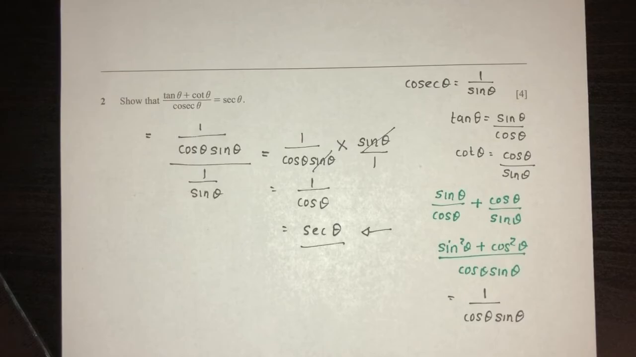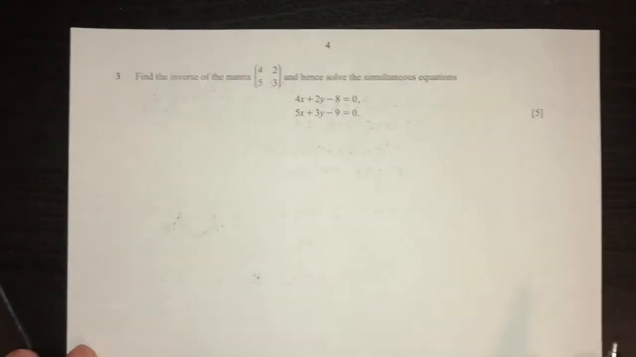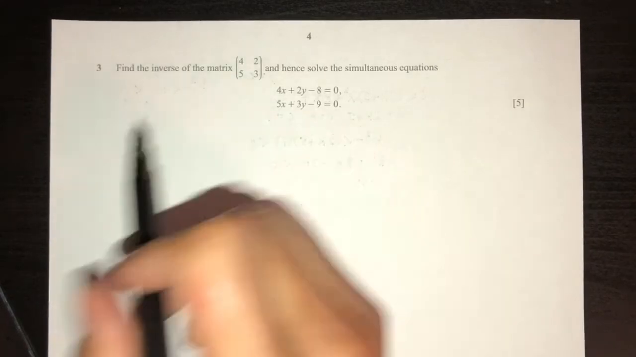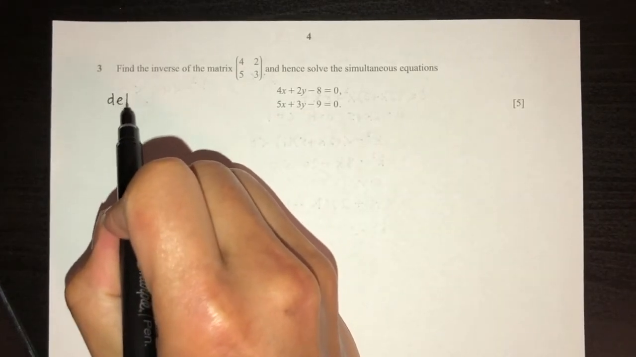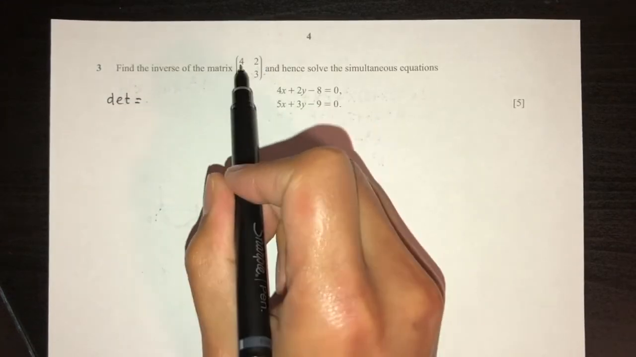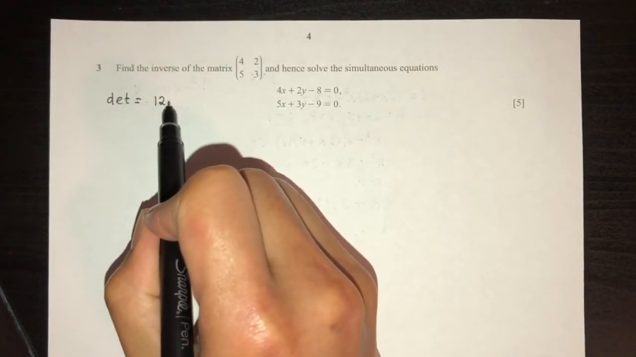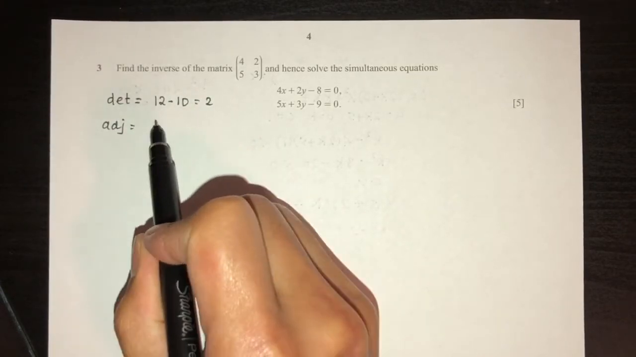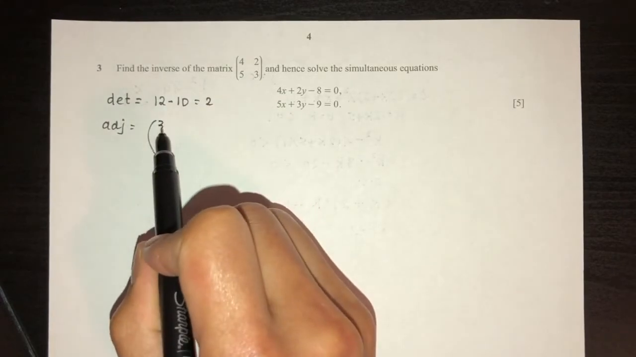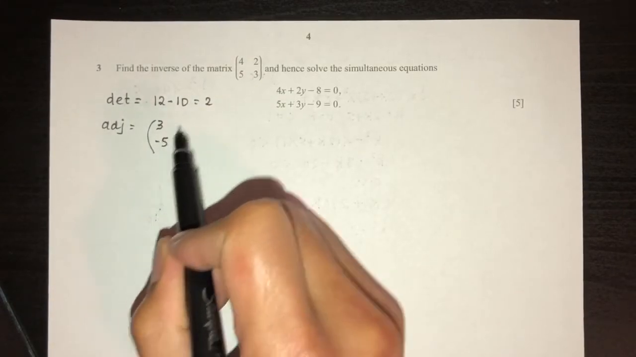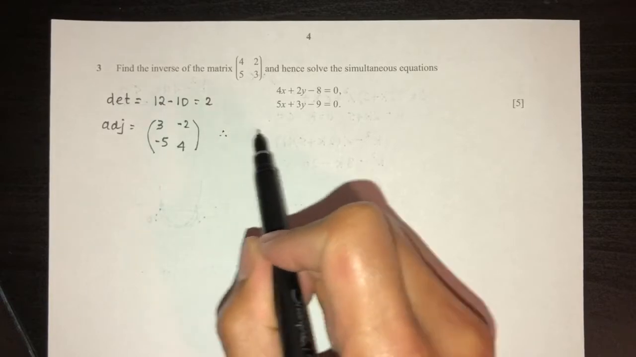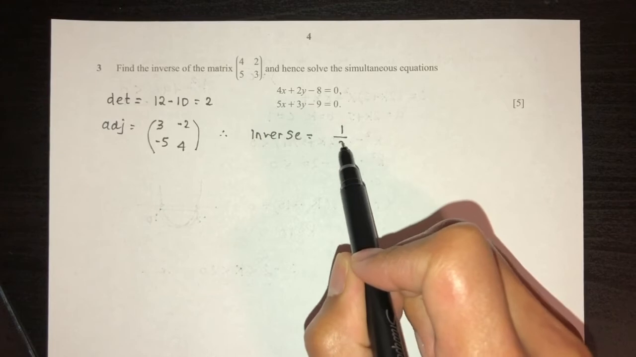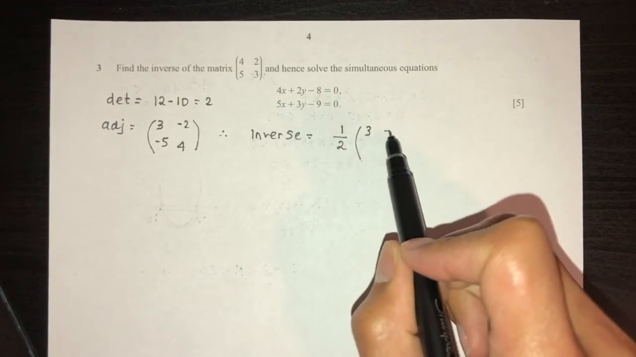That is your question, part number 2. Now question number 3, find the inverse of this matrix. To find the inverse, we must first find the determinant. Cross multiply: 4 times 3 is 12 minus 10, that should be 2. Now the adjoint matrix is equal to what? We have to switch the positions. This is 3, this is 4, and these become minus 5 and minus 2. So the inverse is equal to 1 over 2 times this matrix.